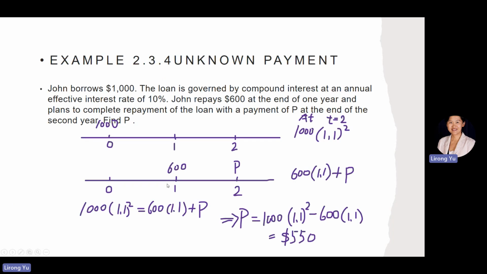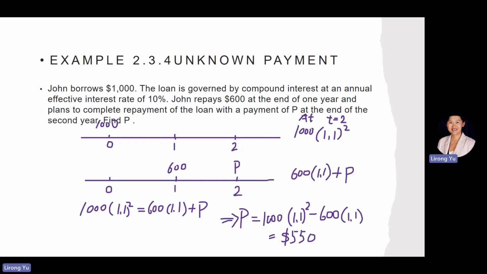And we have a couple of examples just to illustrate the point. In this question, we have a 1,000 cash flow at time 0. The interest rate is 10%. Repay at 1 year. So at time 1, the cash flow is 600, and the repayment at time 2 is P. So we're going to try to find the terminal payment, the last payment. And so you can see I drew two timelines. One is a timeline for when you borrow the money. One is a timeline for when you repay the money. The two timelines should have the same value at any given point.